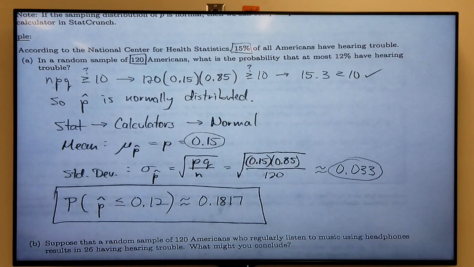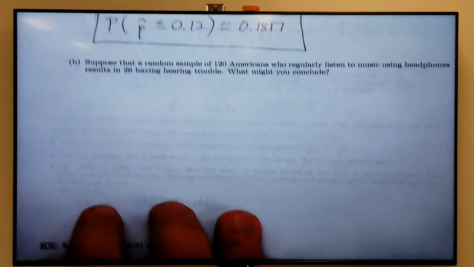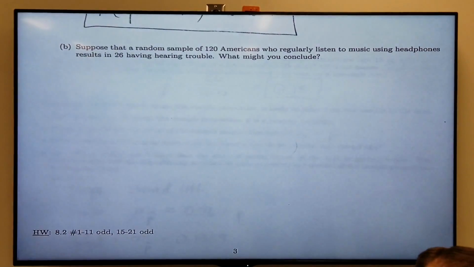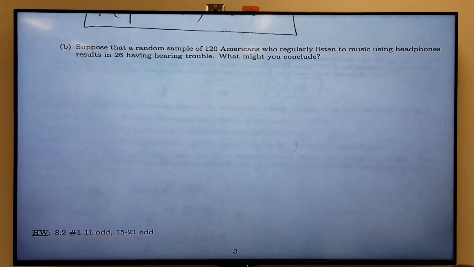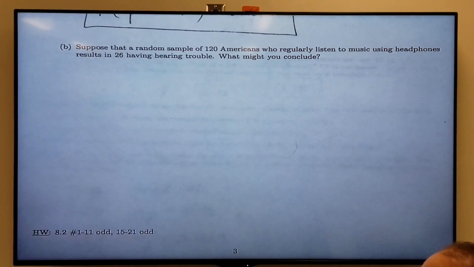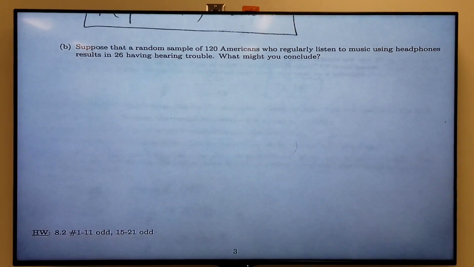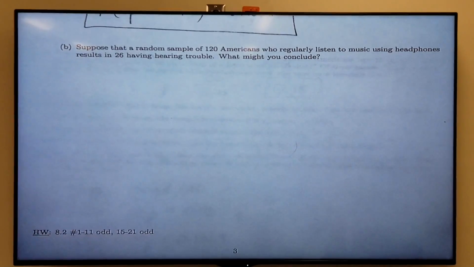Let's look at Part B. Okay, so Part B says, suppose that a random sample of 120 Americans who regularly listen to music using headphones results in 26 having hearing trouble. What might you conclude? Okay, so here they're asking us to perform some inference, right? Here they're asking us to extrapolate a little bit.